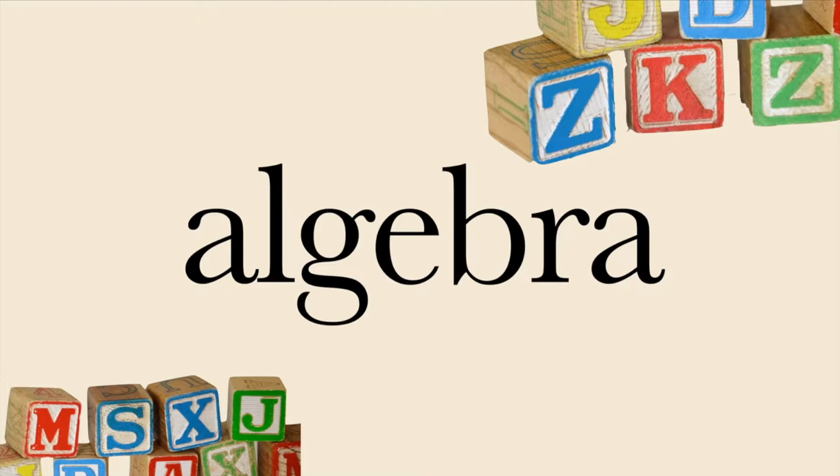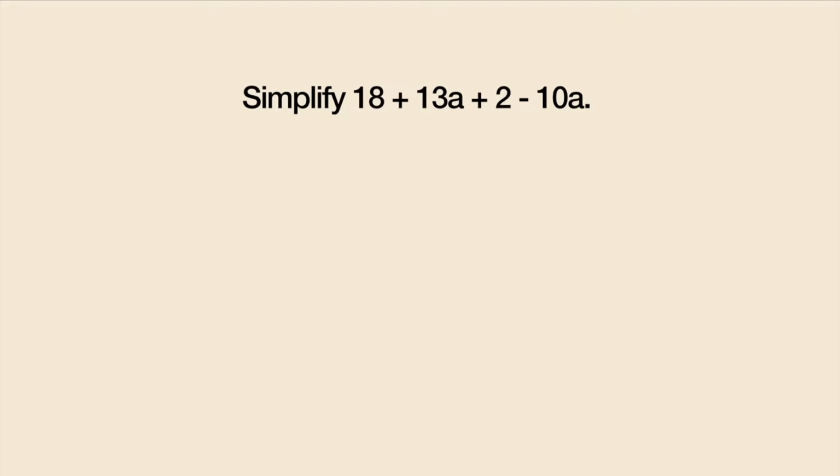This is algebra, the first new topic for primary 6, where we are using English letters to represent unknowns, and we will work with algebraic expressions for this video. And this right here is an algebraic expression. How do we know? There is no equal sign on the right hand side.